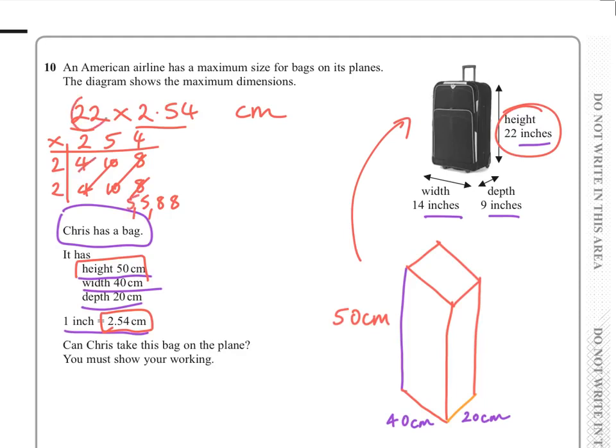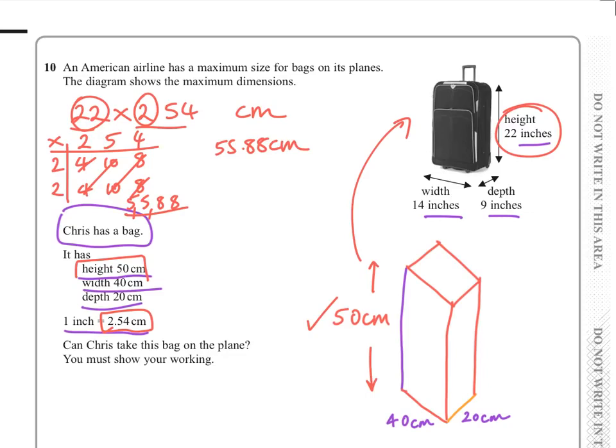So I've got 22 lots of 2, which is an estimate of around 44. So I'm going to have the answer as 55.88 centimetres going straight upwards. And he's only got 50, so that's okay for that height.